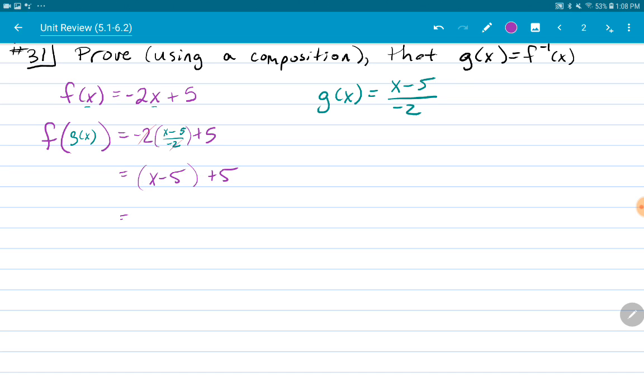But addition is associative, so I can rewrite that as x minus 5 plus 5, like this, and then I'm left with, well, it's like a plus minus negative 5. We're not left with just x.